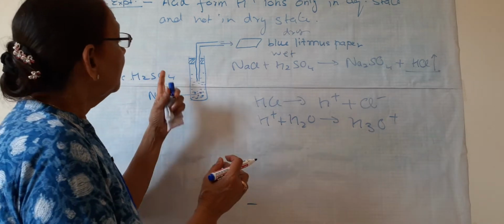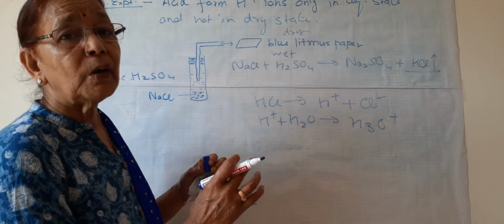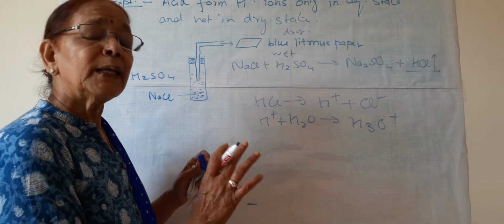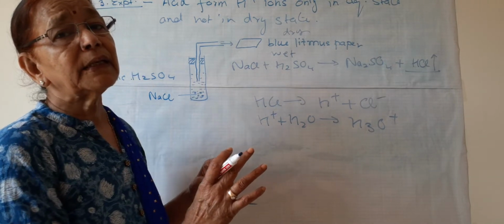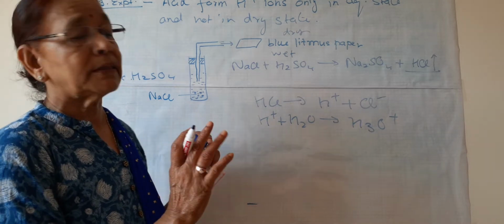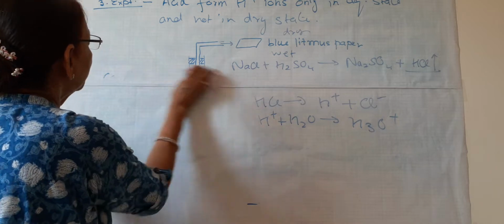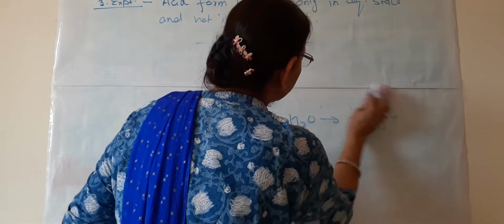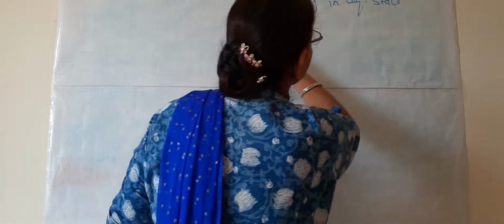It means acids only give these ions in wet condition or in aqueous condition. In dry state, these HCls, these acids, lose their acidic character. Acidic character can be shown only in wet state or in aqueous state. So these are three experiments to show different properties of acids. Now with this, acids are finished and now we will come to the bases.